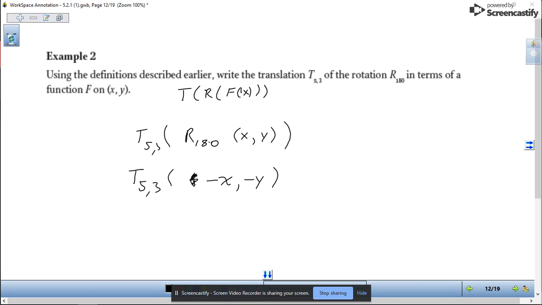Okay, and now we work our way outside. So now we're going to go to that translation. We're going to apply that 5 and 3. So that becomes (-x + 5, -y + 3). Okay? So we're applying multiple transformations without actually having to graph it. Now, if you wanted to graph that and see it happen, then just pick a point on the graph and apply each of those rules separately. Do the rotation first and then do the translation. All right?